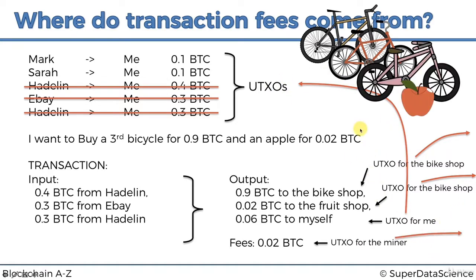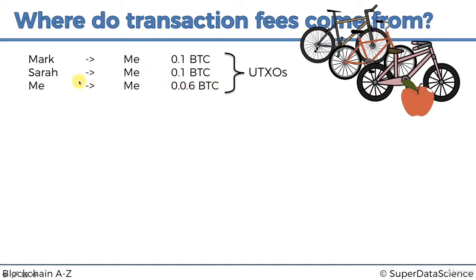That goes to the miner. Oh, and of course, how can I forget? I get the bicycle for my mom, and I get an apple. And now we update this. As we can see, those UTXOs got removed, and now we have the me to me. It should be 0.06, no dot here. UTXO, there we got. So there we go.